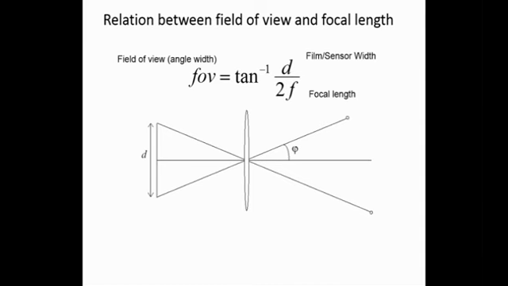So another term that's important is the field of view. The field of view is just the angle at which you can see in your image. And this is related to the focal length and the sensor size by a simple geometric formula.